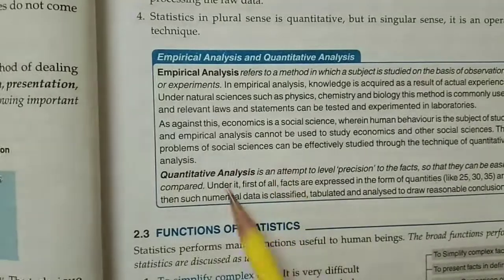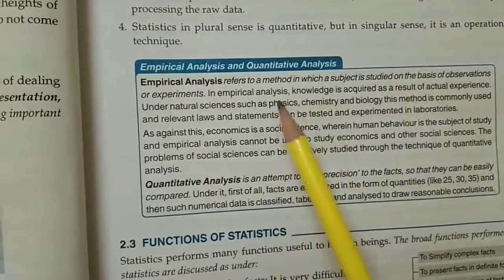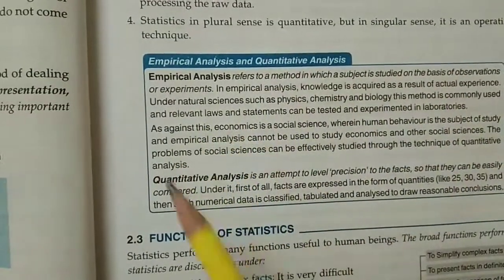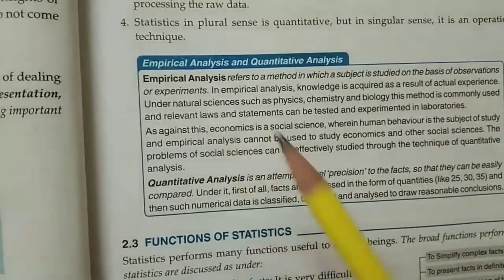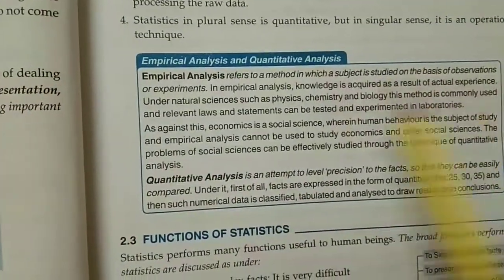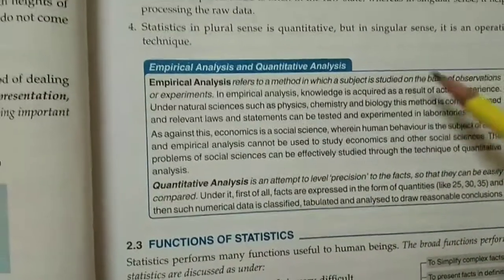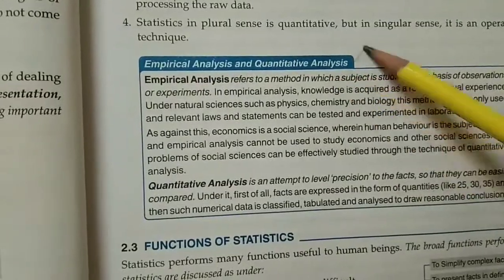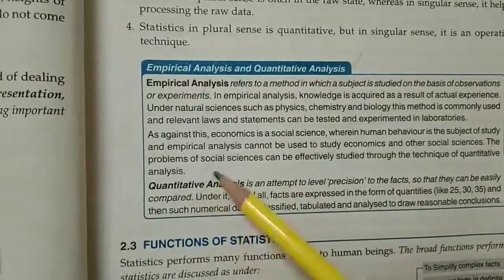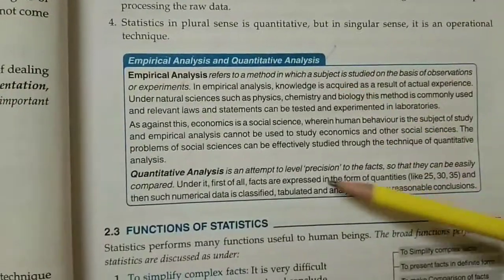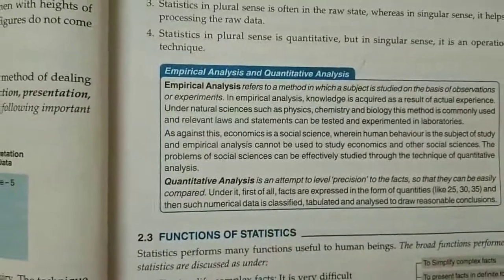That means in quantitative analysis the numerical method is followed, and empirical analysis is just studied on the basis of observation or experiments. Here knowledge is acquired as a result of actual experience, and in natural sciences such as physics, chemistry and biology, this method is commonly used, as relevant laws and statements can be tested and experimented in laboratories. So this is basically one of the methods of observation. Here it deals with observation, and there it deals with the comparison of numbers. So empirical analysis and quantitative analysis is quite clear to you all. Now in my next video you will see functions of statistics, importance, etc.